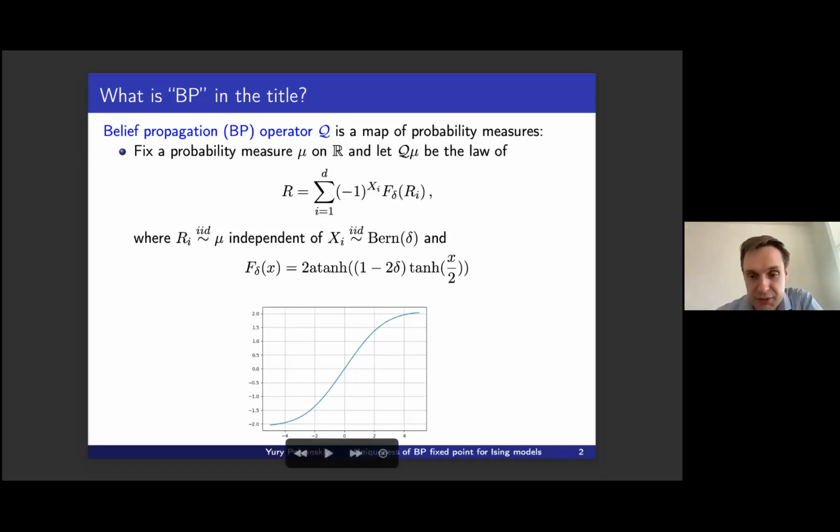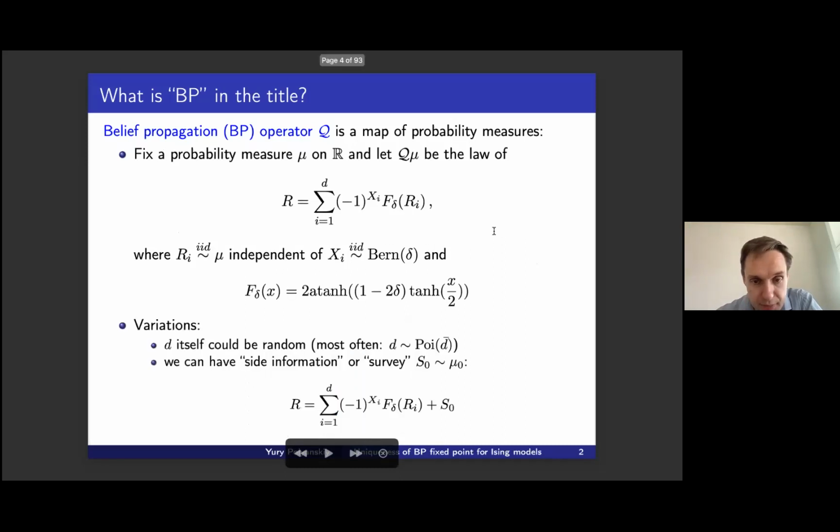Now people ask many different questions about this map. Before I state our main result, I wanted to say that this particular version is what we call the basic version in our paper. There are different variations, which are actually more useful for resolving various conjectures in the literature. Sometimes we take the degree d itself to be random, and most often random means Poisson. So instead of sampling a fixed number of terms, the number of terms is itself random. That's variation number one. Variation number two is when we have some side information, also known as a survey. In this case, after summing these independent terms, we also add another bias term. In Ising model language, this corresponds to some kind of external random field.